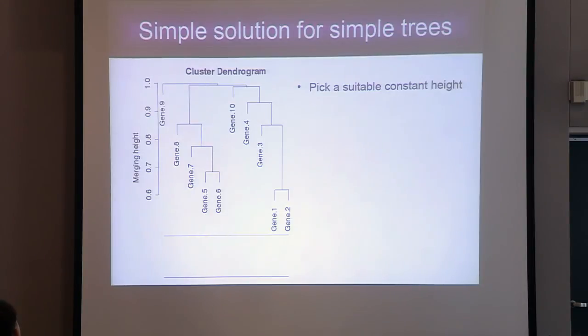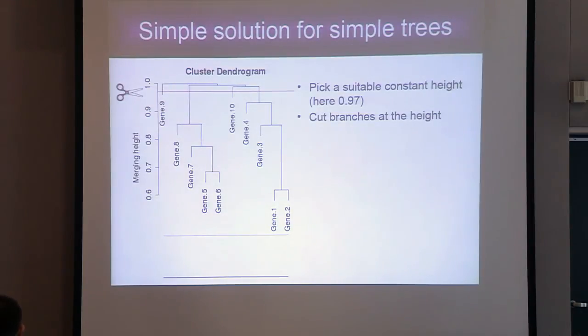So for a simple tree like this, there is a simple solution, which is the fixed constant height tree cut. And it works like this. You pick a suitable constant height. So in this case, we pick a height 0.97, and if you want, you can draw a red line at that height, so you know where the line is.